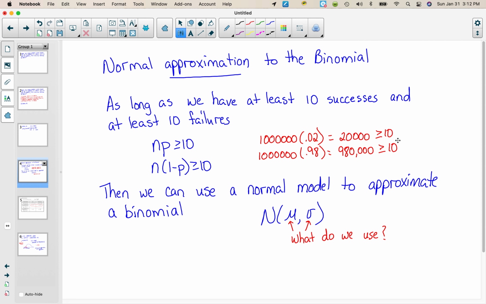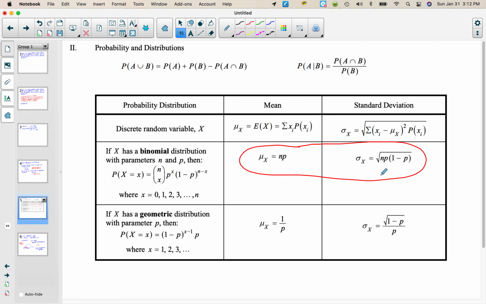So you have to use the normal approximation. We can use a normal model to approximate this binomial, which, remember, has a mean and a standard deviation. So the question would be, what do you use for the mean and what do you use for the standard deviation? This is from your yellow sheet. The mean of a binomial model is n times p. And the standard deviation of the binomial model is the square root of n times p times 1 minus p. I think your textbook uses npq, where q is 1 minus p. So when you see that, that's all that is.